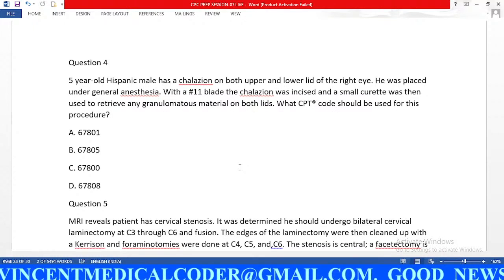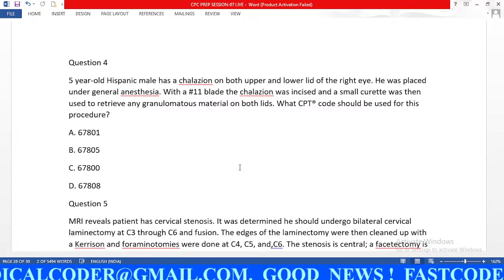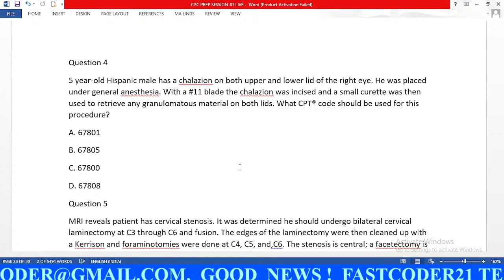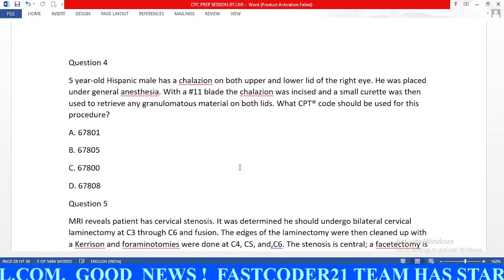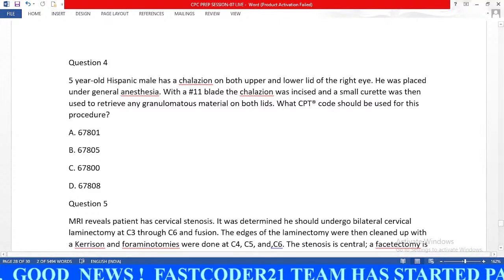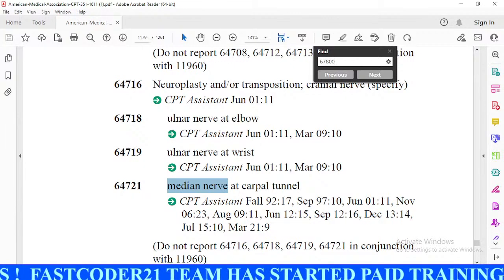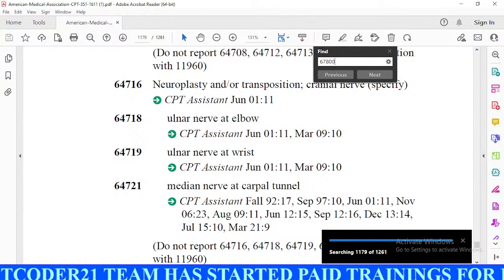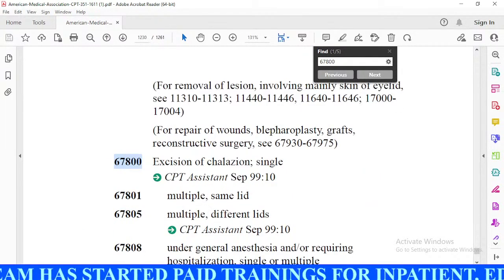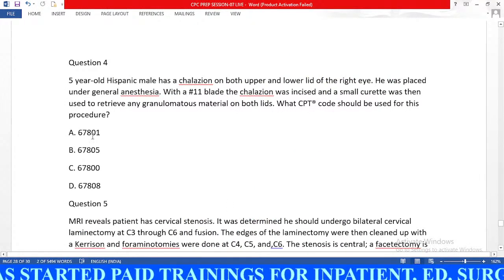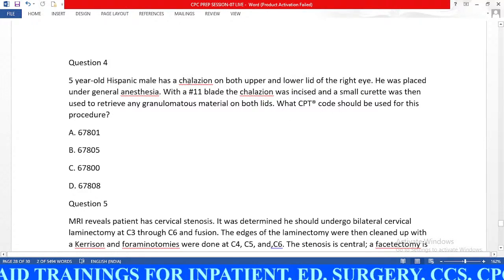So now we can check the answer. What I got here: D, A, B, mixed answers. First we will check 67800. First we will check the description so that we can understand. A 5-year-old Hispanic male has a chalazion on both upper and lower lid of the right eye. So here these are the keywords.